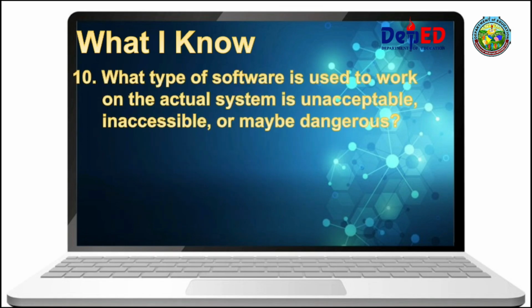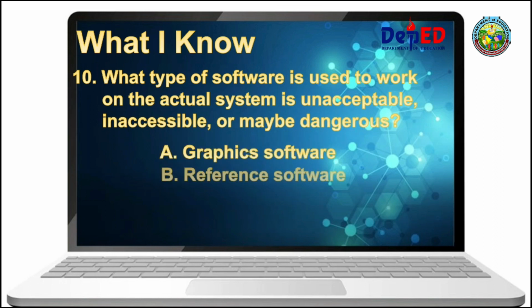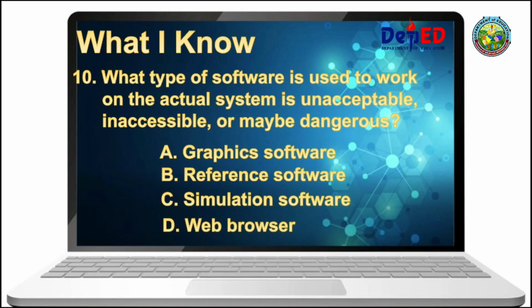Number 10. What type of software is used when working on the actual system is unacceptable, inaccessible, or maybe dangerous? A. Graphics software. B. Reference software. C. Simulation software. Or D. Web browser. The correct answer is C. Simulation software.